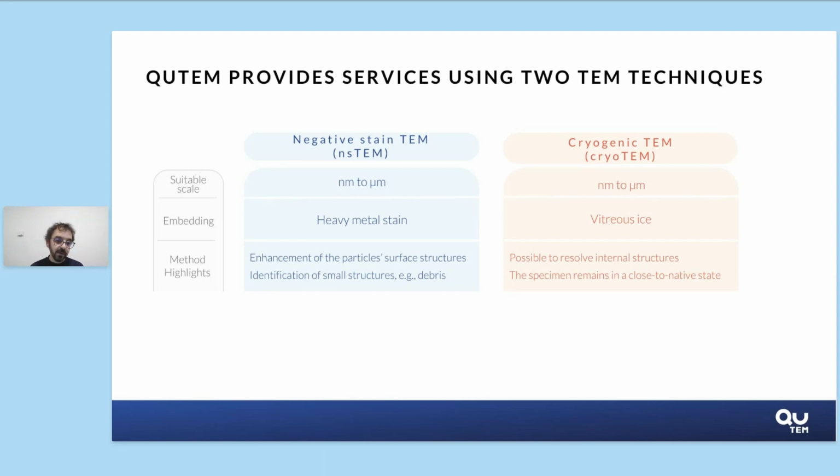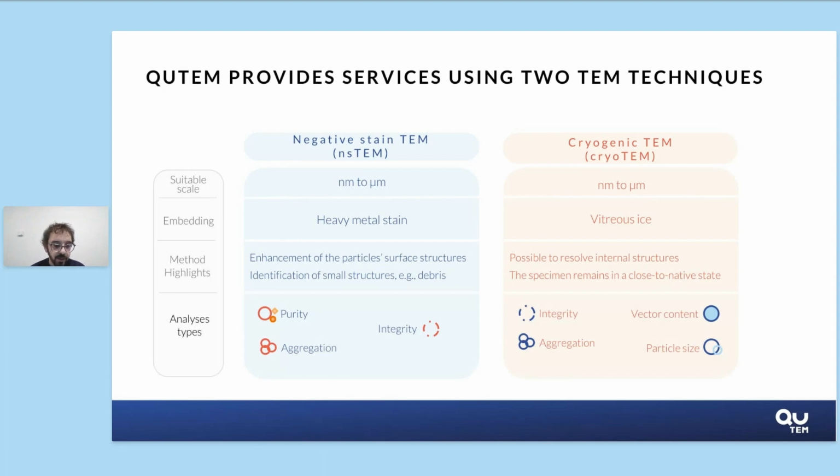So it's more straightforward and it's useful to assess small structures, but when it comes to looking at the internal structures or the overall integrity, cryoTEM can be a good method. Then when it comes to the analysis type, we will dive more into that in the next slides, but when it comes to the applications, typically negative stain can be used to assess the aggregation state, also looking at small impurities, and of course looking if some particles are broken or not. While in cryoTEM, you can do some of these things as well, but you can also more easily look at the particle size as well as the vector content, as I just mentioned.